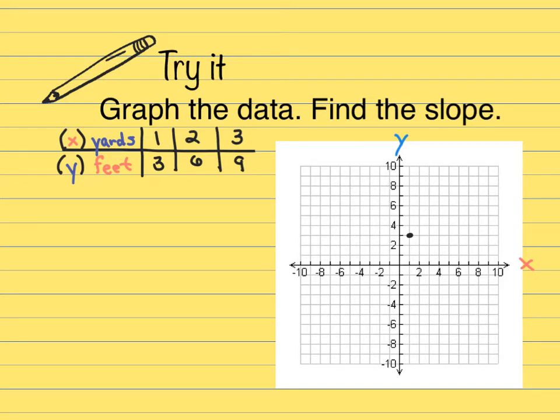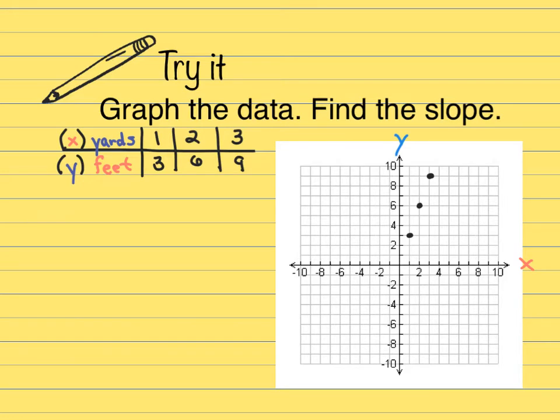Then we find the 2 on the x-axis, and we rise up to the 6 on the y-axis, and plot our points. 3 and 9: 3 on the x-axis, and rise up to the 9 on the y-axis and plot the point. So now that we've graphed the data, we're going to find the slope.